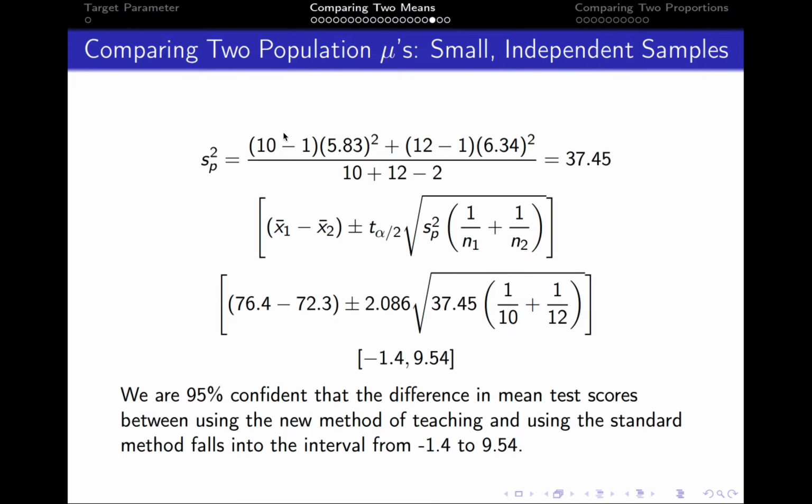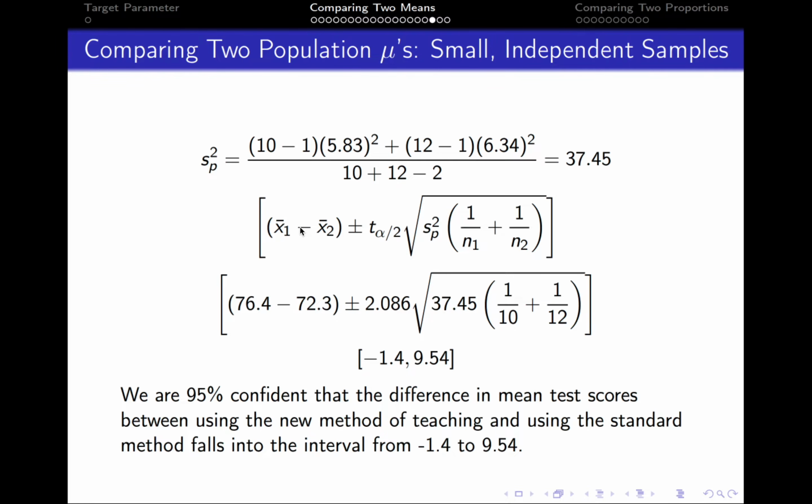And so 10 is n1, 5.83 is the standard deviation from the first sample, 12 is the sample size of the second sample, and 6.34, this is the standard deviation in the second sample, and we get that SP squared is equal to 37.45. And then after we've got SP squared, we can construct the confidence interval.